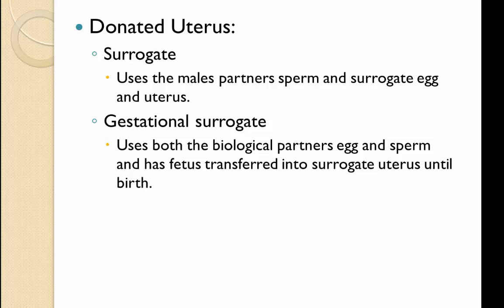So a donated uterus. We can do this by a surrogate, in which we use the male sperm and a surrogate egg and the surrogate uterus. So we can have a gestational surrogate, and this uses both biological partners' egg and sperm. And then there's a transfer of the fetus to a surrogate uterus until birth.